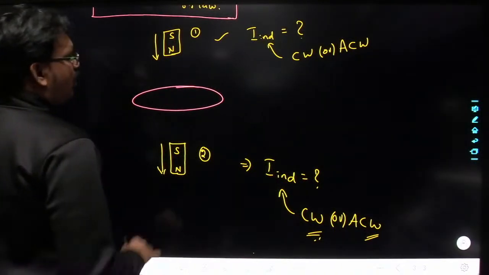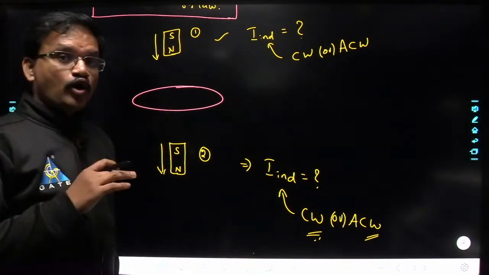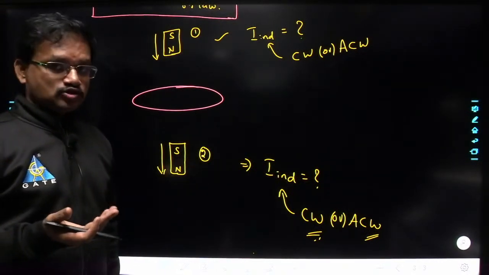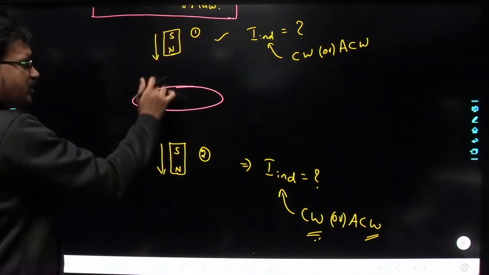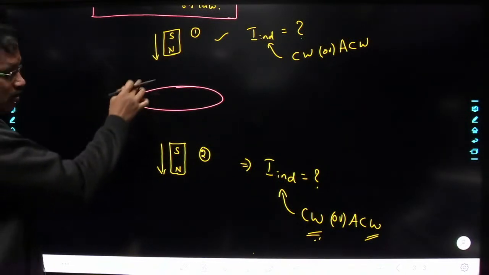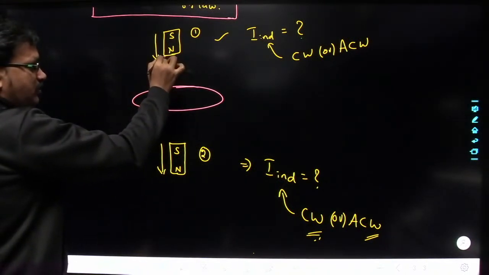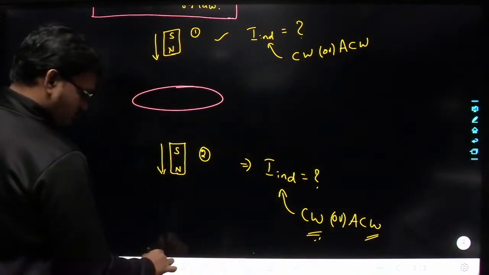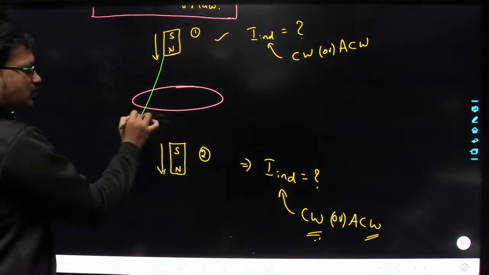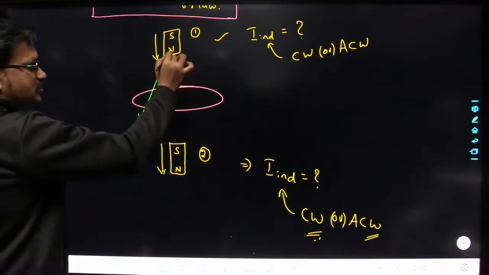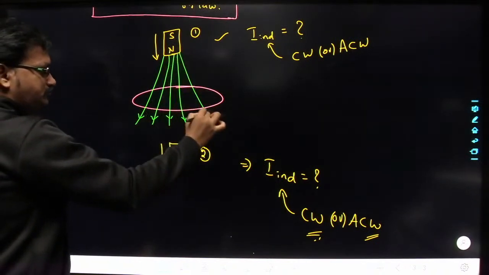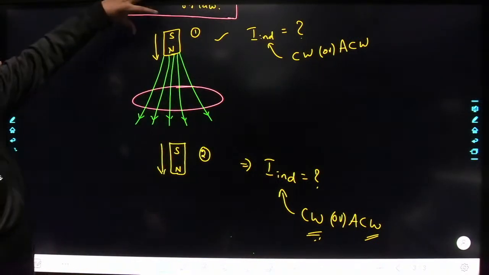See here, we know that the field lines always leave the north pole and enter at the south pole. Yes or no? So whenever the magnet is moving nearer to the loop, the magnetic field lines are going to leave the north pole. So the magnetic field lines will be like this. The magnetic field lines are going to penetrate through the loop like this.